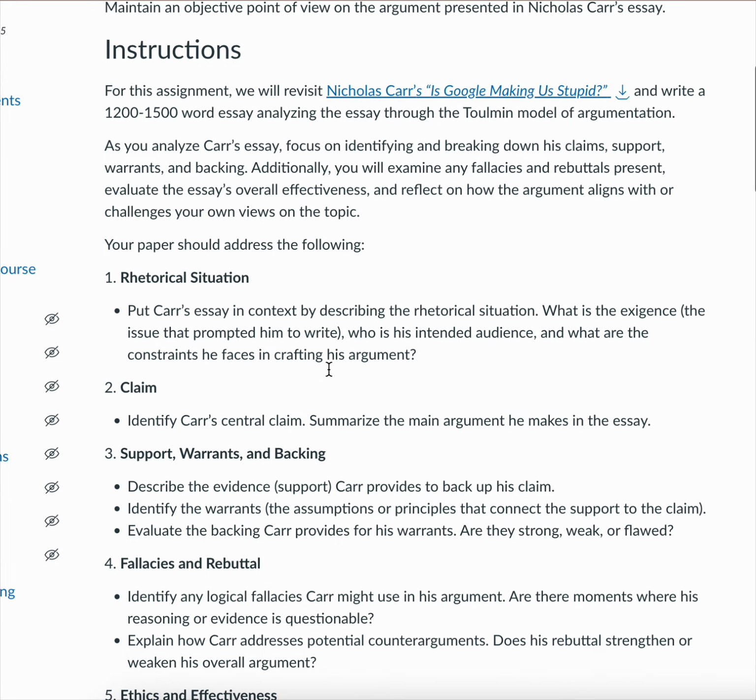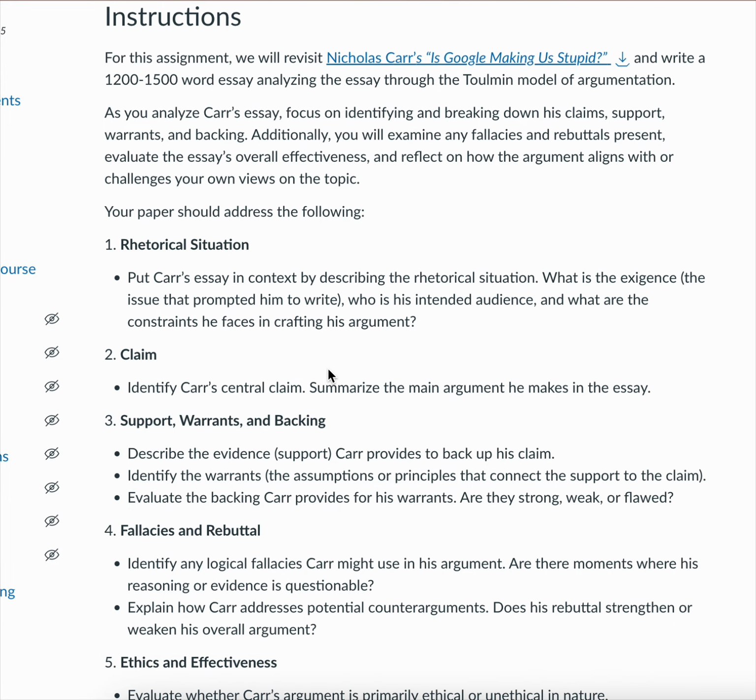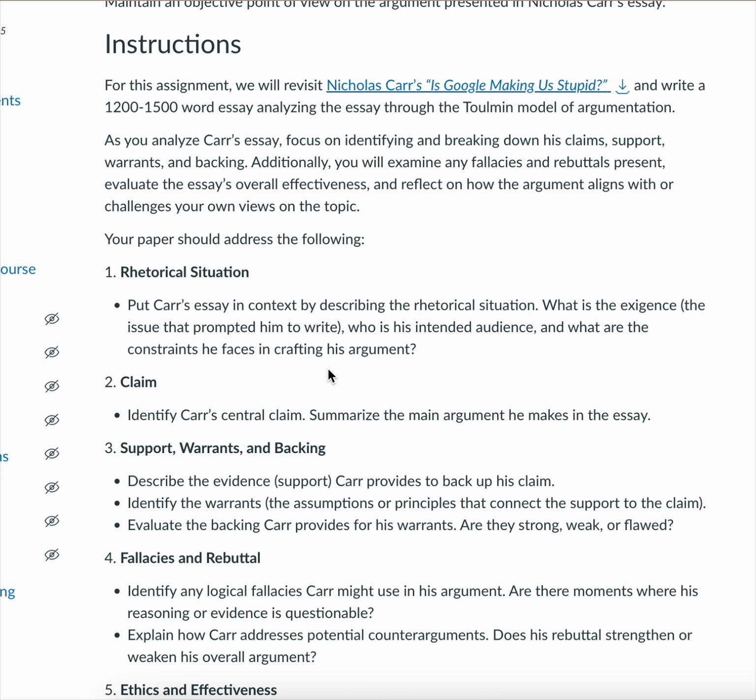Now, the goal in this specific essay is a little bit different than the one we did before, the exploratory. In the exploratory essay, we simply presented the findings and explained what others had been saying about this topic, the topic that you chose. For this one, the goal is to break down Carr's argument using the Toulmin model. That means we're looking closely at his claim, his supporting evidence, his warrants, so the assumptions behind his reasoning, and any backing that he offers to strengthen those assumptions.